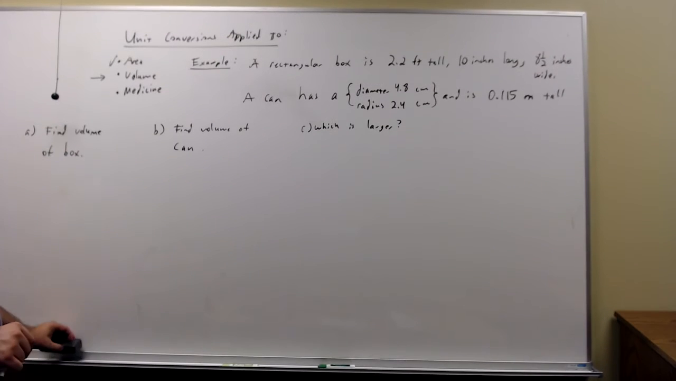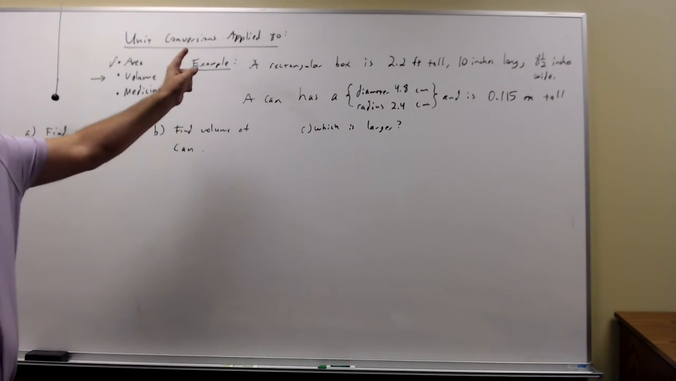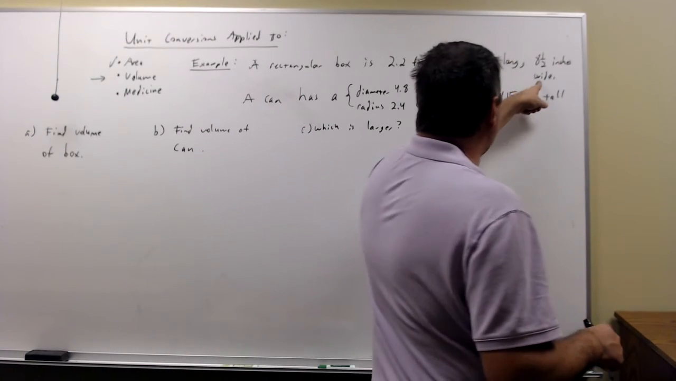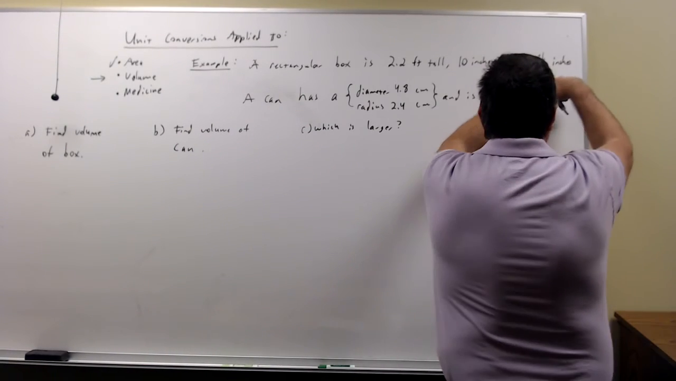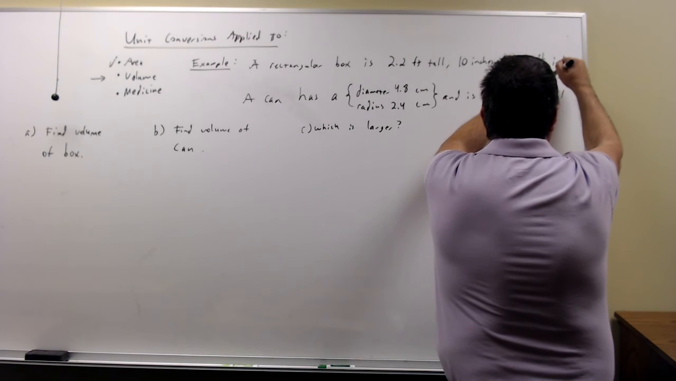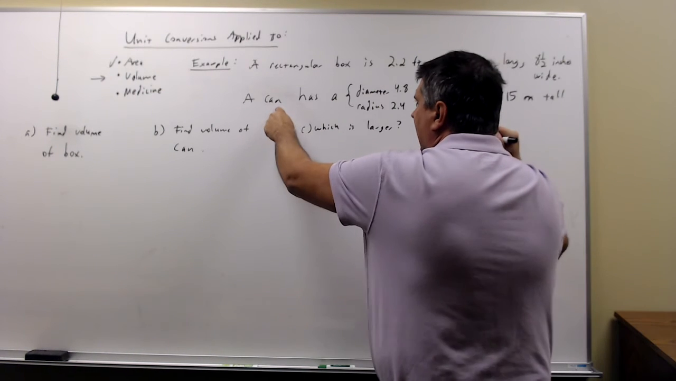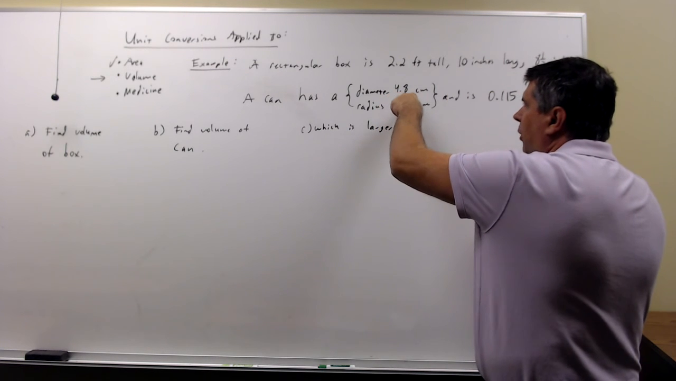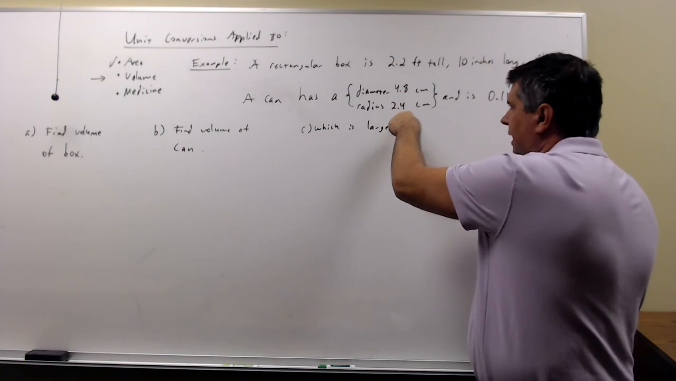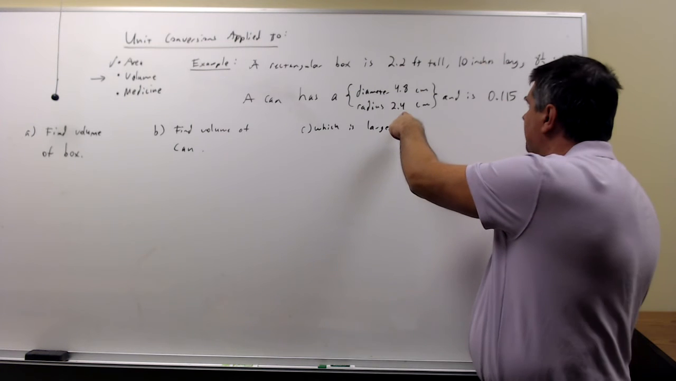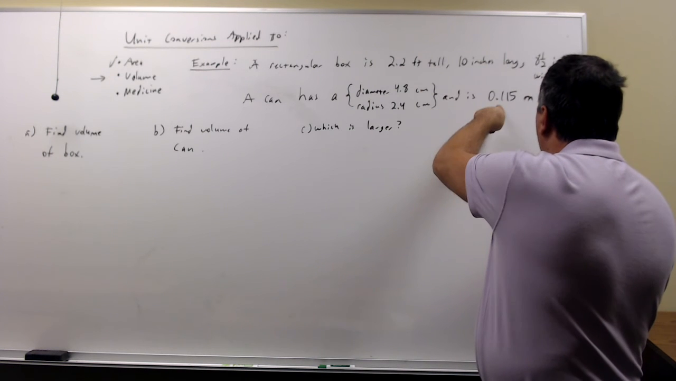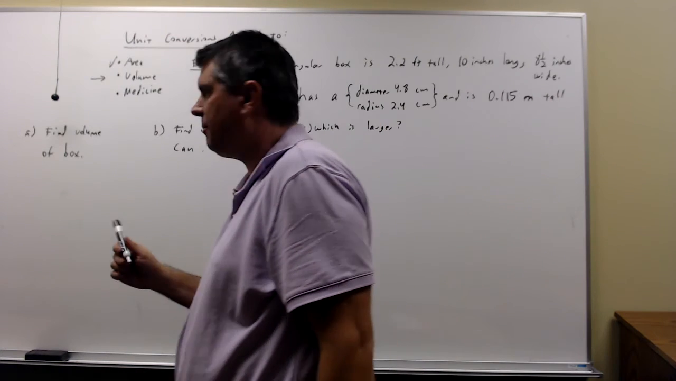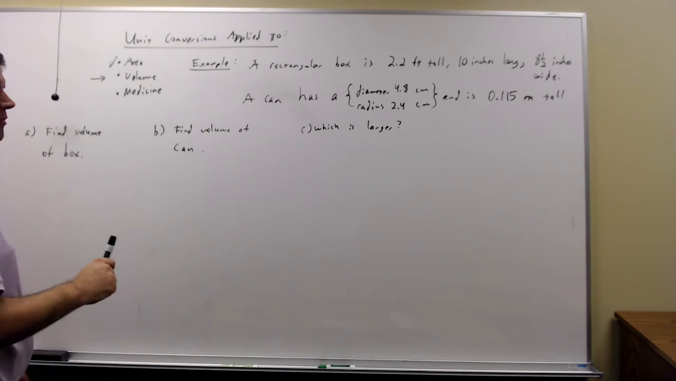Okay, so for volume, I've got a doozy. A rectangular box is 2.2 feet tall, 10 inches long, 8.5 inches wide. A cylindrical can has a diameter of 4.8 centimeters, which means the radius is half that, 2.4 centimeters, and it is 0.115 meters tall. A, find the volume of the box. B, find the volume of the can.